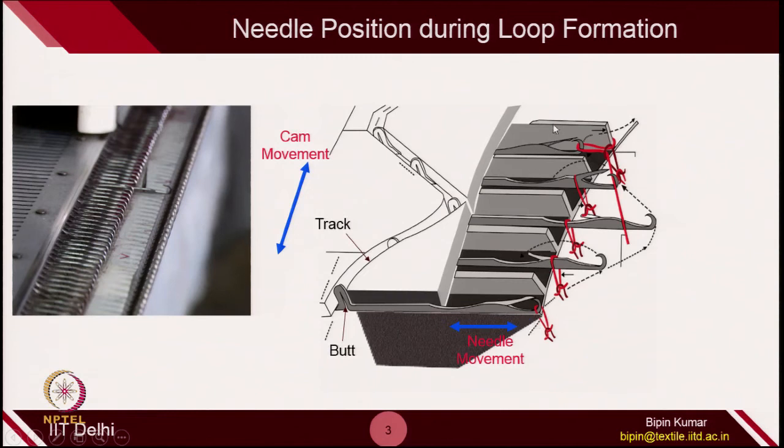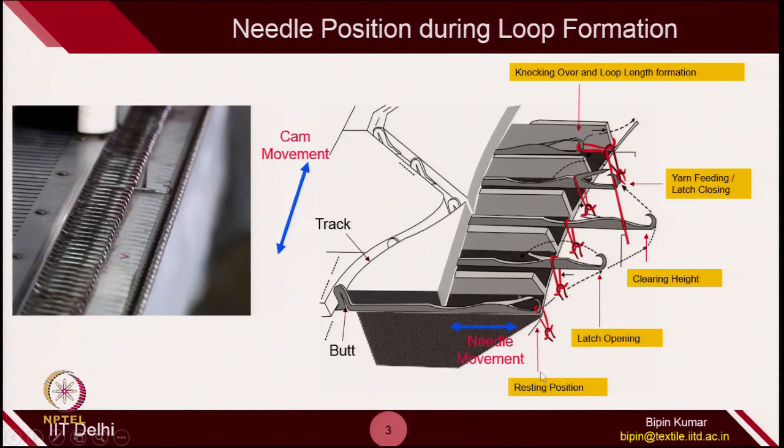For example, when you take a snapshot at this particular moment, each needle has a different position during the loop formation, and we have discussed this in detail also. This is the first position, which is the resting position, where it is holding the loop. The second needle is doing the latch clearing because the butt is at a different location of the track.